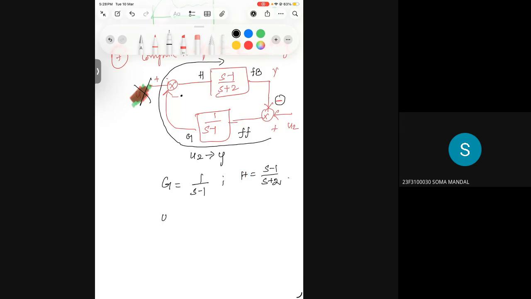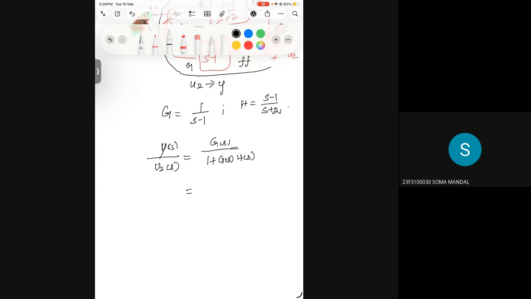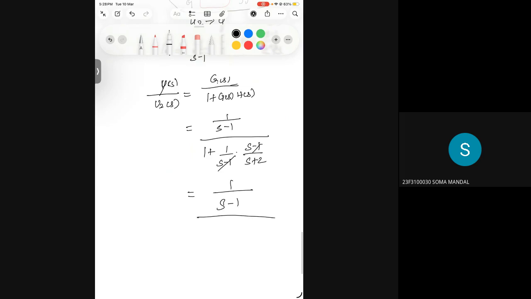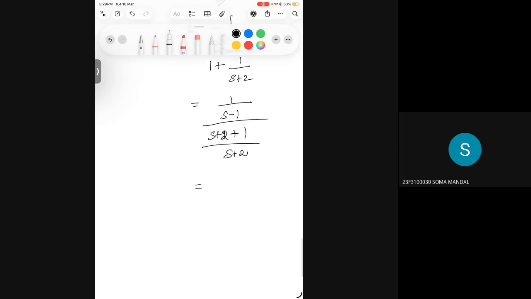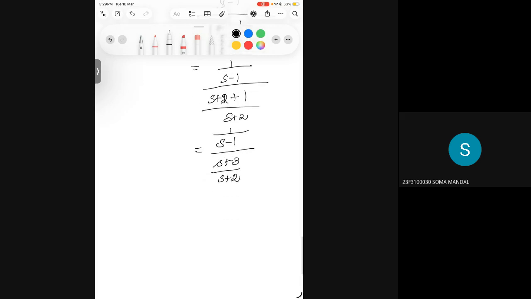Same transfer function. So for U2, how will we write the transfer function? Y of S divided by U2 of S equals G of S by 1 plus G of S into H of S, where only G and H are interchanged here. So what is G? 1 by S minus 1 divided by 1 plus 1 by S minus 1 into S minus 1 by S plus 2. Both S minus 1 will get cancelled. 1 by S minus 1 divided by 1 plus 1 by S plus 2. This again becomes 1 by S minus 1 divided by S plus 3 by S plus 2. So S plus 3 divided by S minus 1 into S plus 2. I hope this is correct.